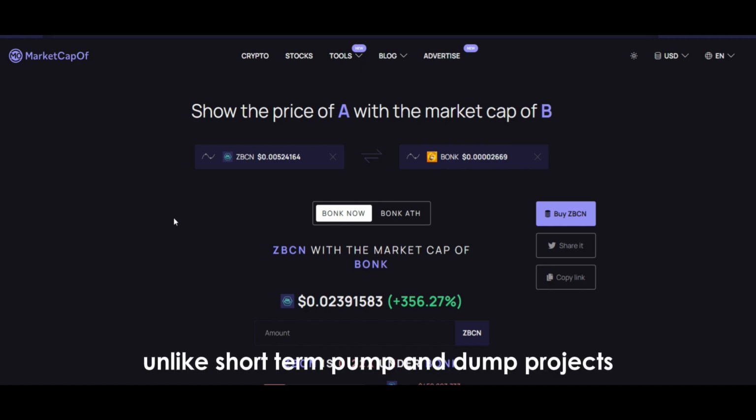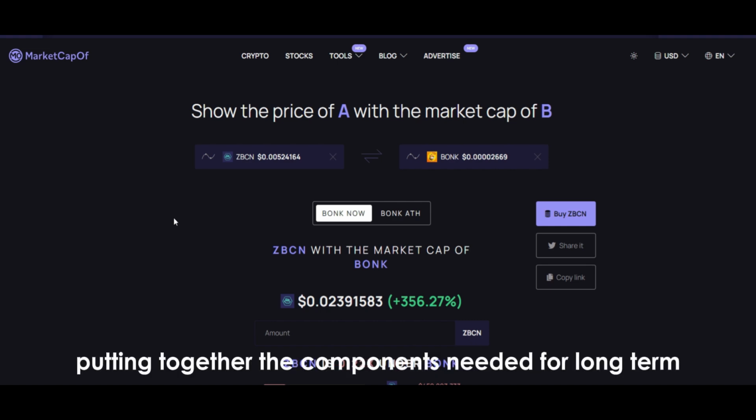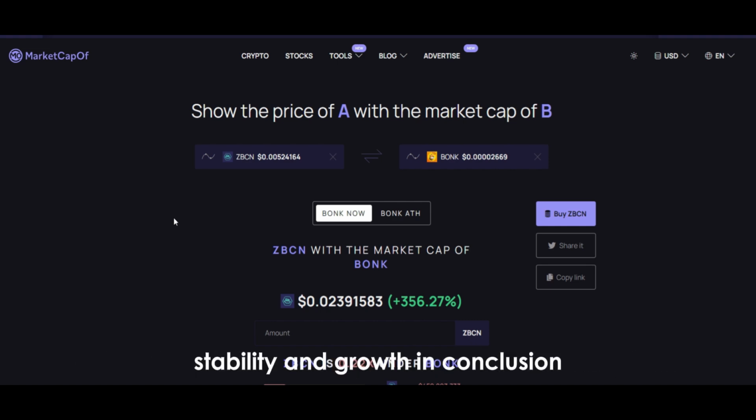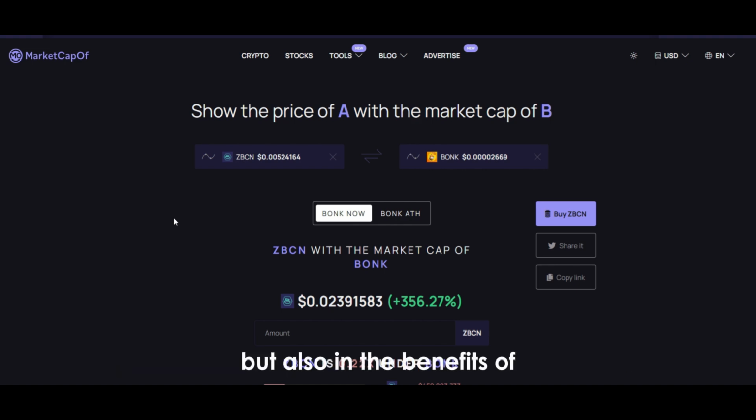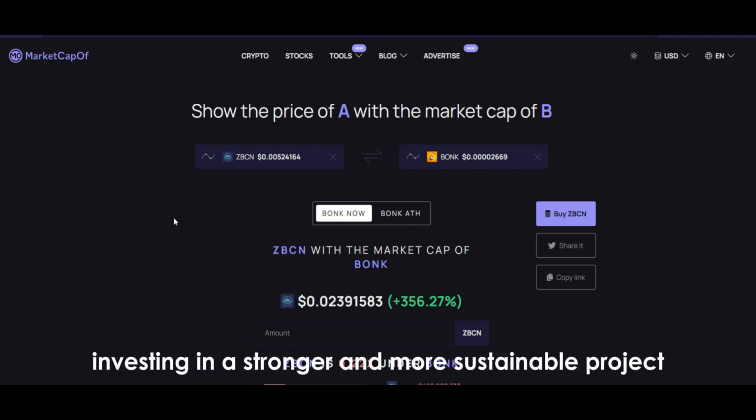Unlike short-term pump-and-dump projects, ZBCN appears to be gradually putting together the components needed for long-term stability and growth. In conclusion, the idea of ZBCN replacing or even surpassing BONK is a realistic and logical expectation. Of course, this requires time, the right strategy, and community support. But once this goal is achieved, it would not only result in a 350% price increase, but also in the benefits of investing in a stronger and more sustainable project.